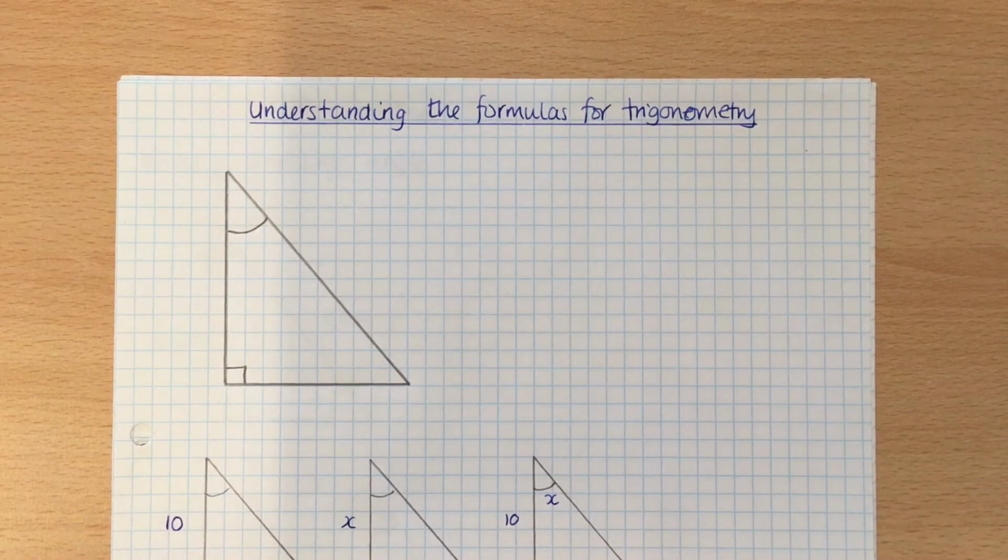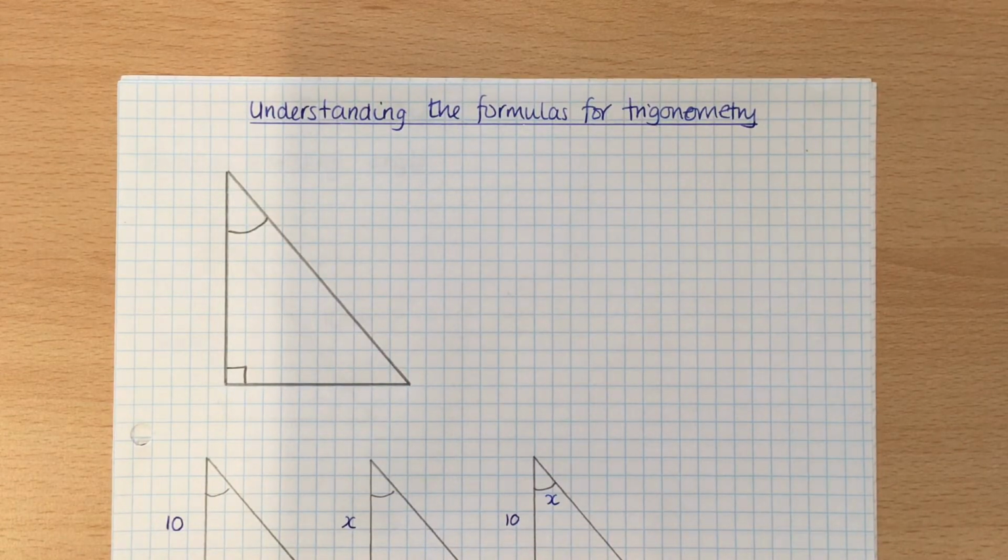Hi everyone, this video is on understanding the formulas for trigonometry. I'm going to go through how you label the sides of a right angle triangle. I'm going to go through the formulas, and I'm going to show you how to rearrange those formulas, okay? And we're going to look at a triangle for each part of each different type of question that you could get asked in trigonometry, okay?